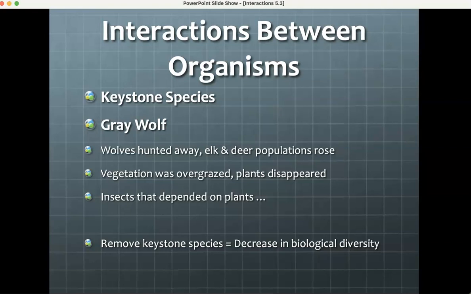So they reintroduce the wolf population, the deer population starts to go down, the vegetation starts to go back up. You get more mosquitoes to bite you while you're out hunting. Everybody's happy.